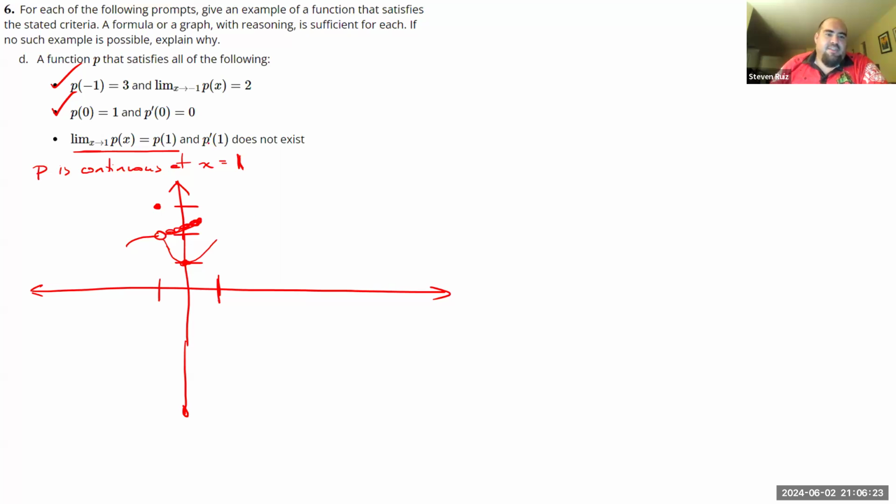But is that enough? That also says that p prime of 1 does not exist. So this, I'll say a different way. P prime of 1 does not exist. That means p is not differentiable at x equals 1. So I have continuity at that point, but not differentiability. The thing that I've been doing with my previous graphs has been having that hard corner that shows that I can't have a tangent line there.